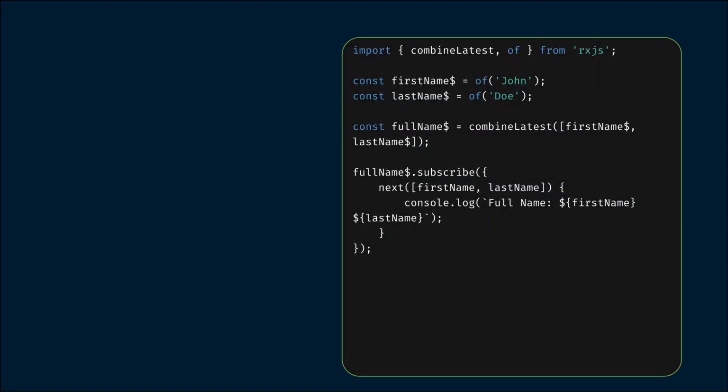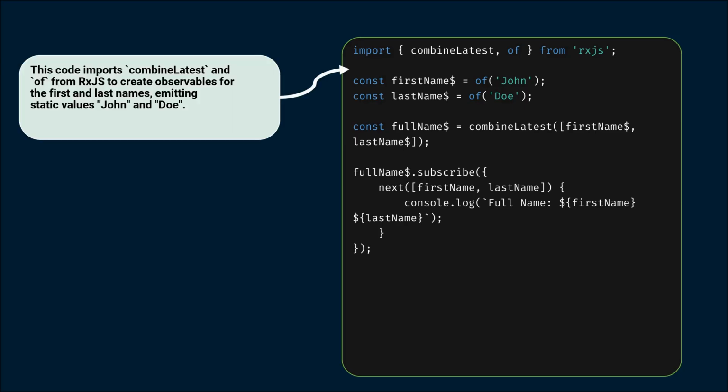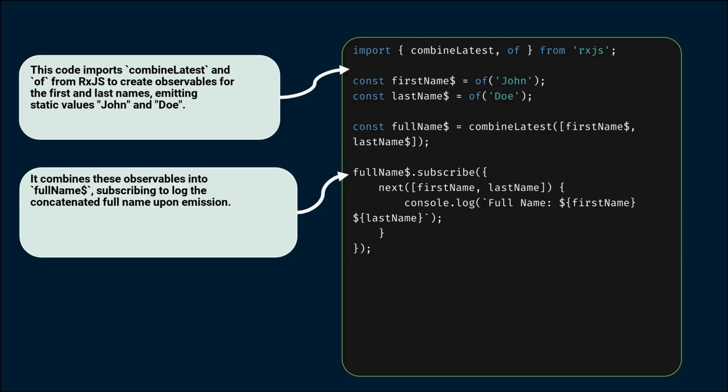Next, we will write the following code to illustrate how to combine multiple observables using the combineLatest operator. In our example, we first import the required functions from the RxJS library, combineLatest and of. We then create 2 simple observables, firstName$ and lastName$, which use the of function to emit static values, John and Doe, respectively. Now let's see how we can implement the combineLatest operator by passing an array containing both firstName$ and lastName$.